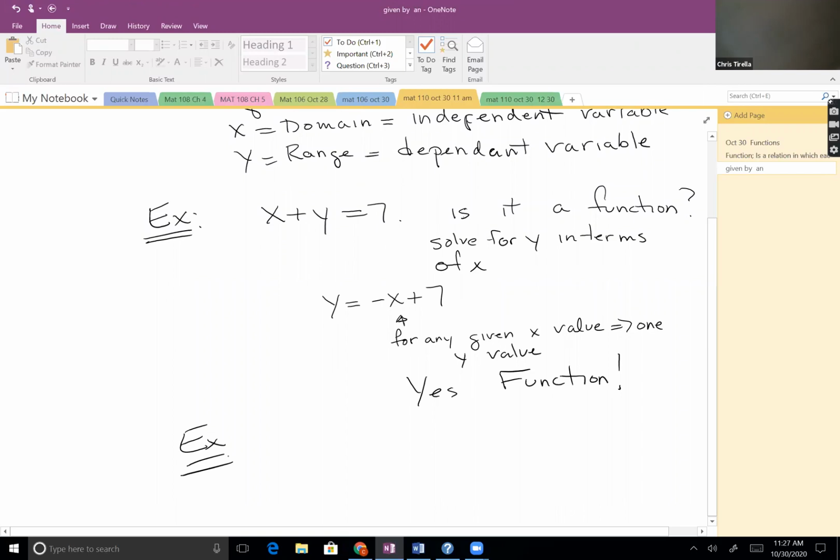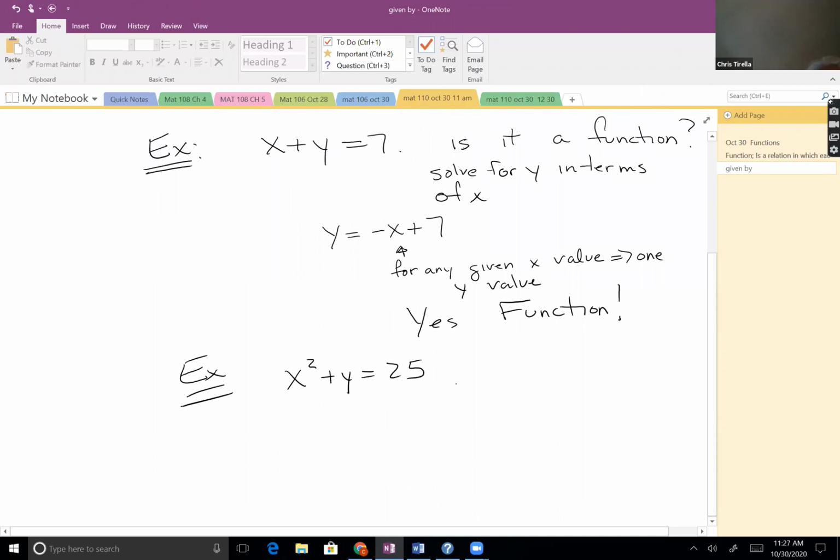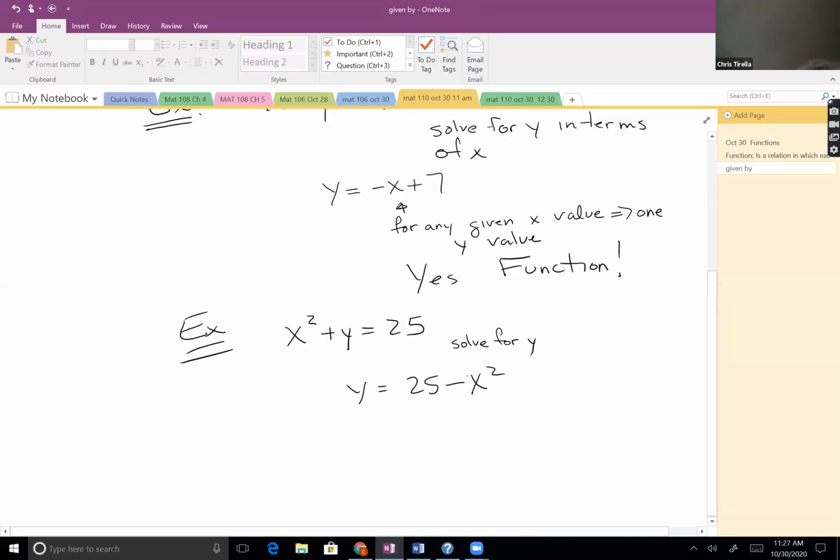Instead, if I have something like x squared plus y equals 25, when I go through and solve for y, I would get y is equal to 25 minus x squared. And no matter what I put in for x, wouldn't each x value only give one y value? And so it is a function.